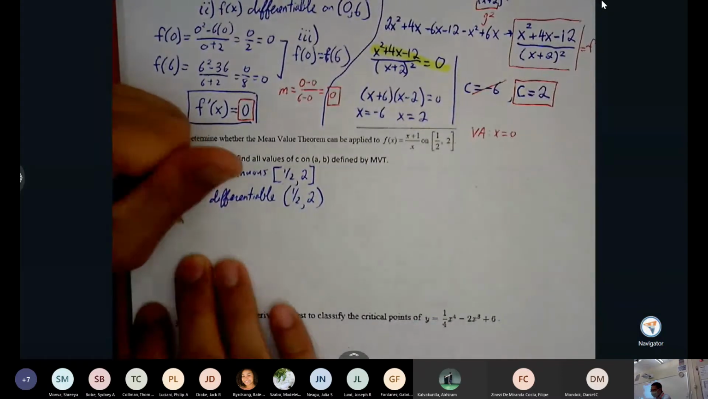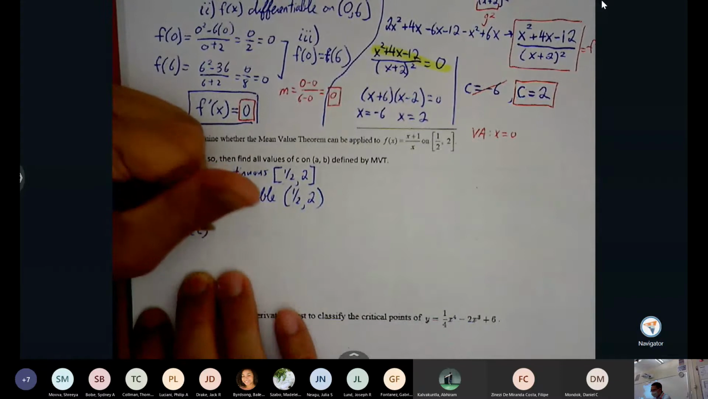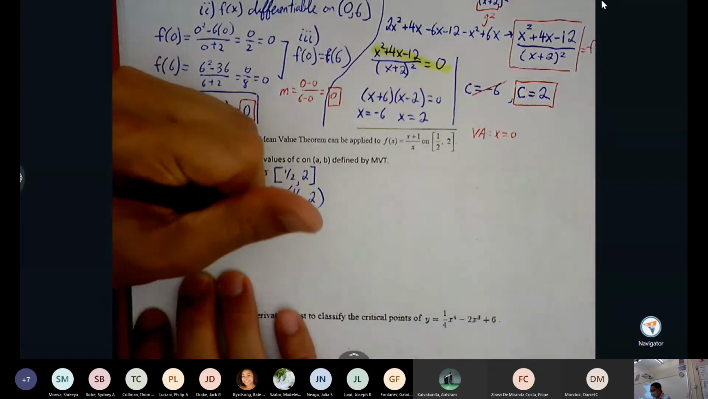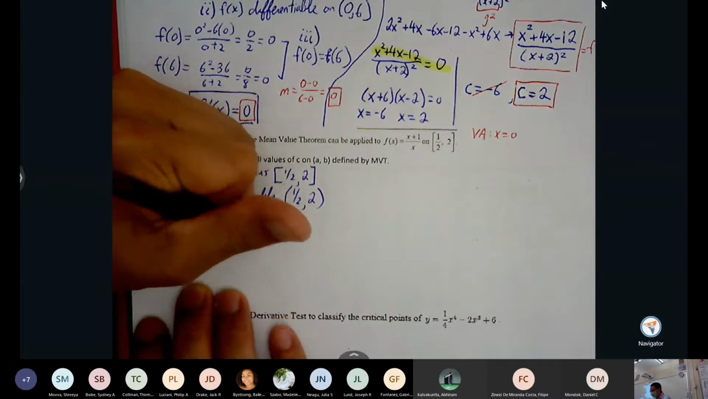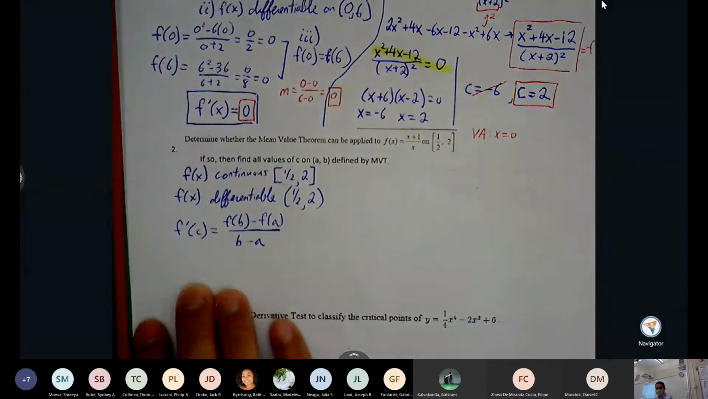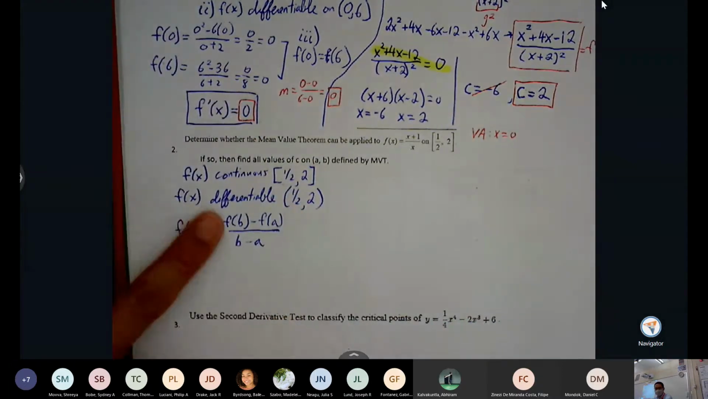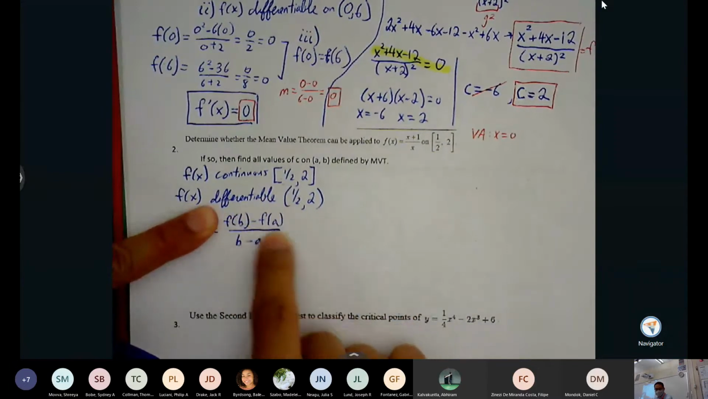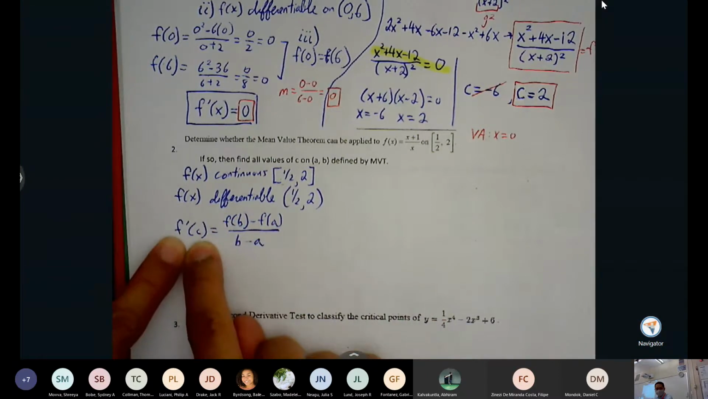So here's mean value theorem. We're going to focus our attention on the right side. We're going to find the endpoints, find the y values of our endpoints so that we can find the slope. And then we can turn around and look at the derivative.